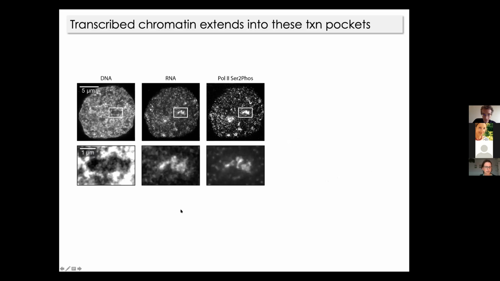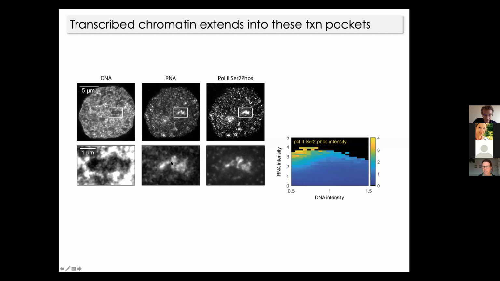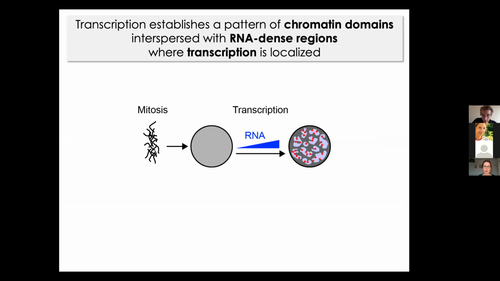And you can see that nicely when we zoom into one of those, what we like to call transcription pockets, because you can see that although most DNA resides outside of that pocket, there's some DNA also inside the pocket, and that's exactly where we see transcription occurring and where RNA is accumulating. So again, we can now ask where we find most of the transcriptional activity, and this localizes to regions of low DNA intensity and high RNA intensity. Okay, so from these initial images, we conclude that transcription establishes this pattern of chromatin domains that are interspersed with RNA-dense regions where transcription is localized.